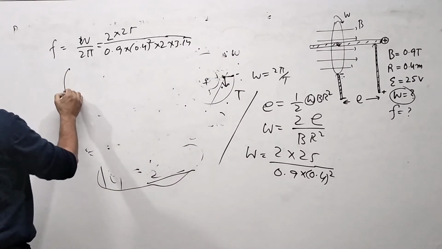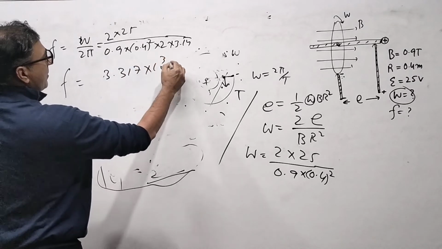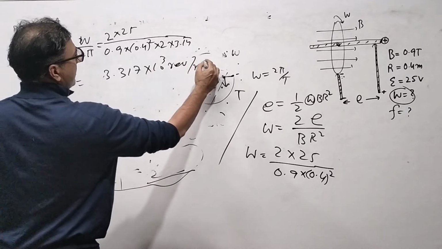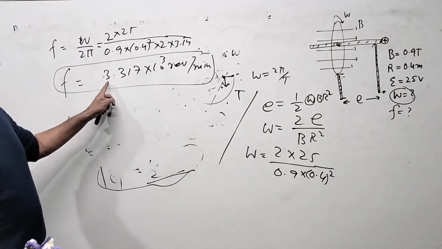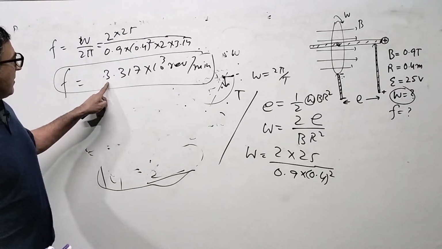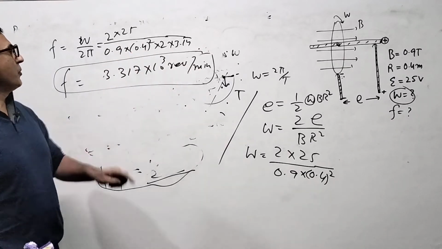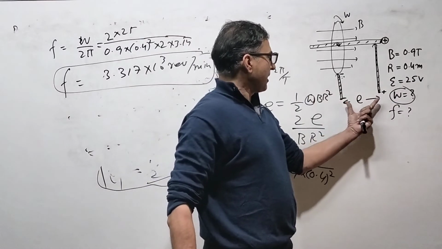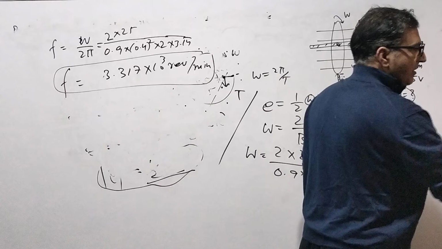Now f is equal to 3.317 into 10 raised to power 3 revolutions per minute. This is the answer. These many revolutions, almost 3,300 revolutions per minute, it should make to produce 25 volts of potential difference between these 2 points, and this potential difference can later be used for applications.